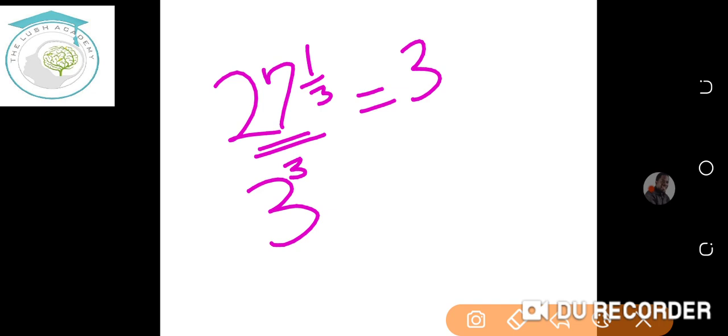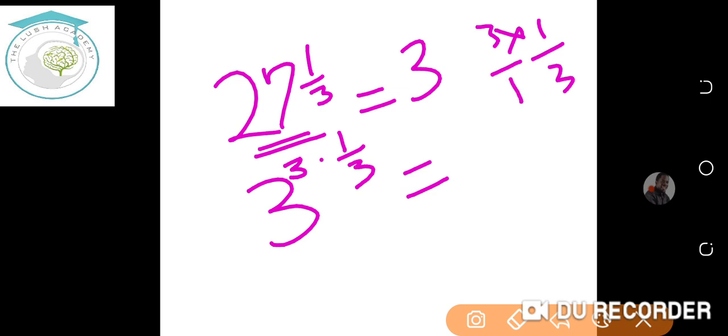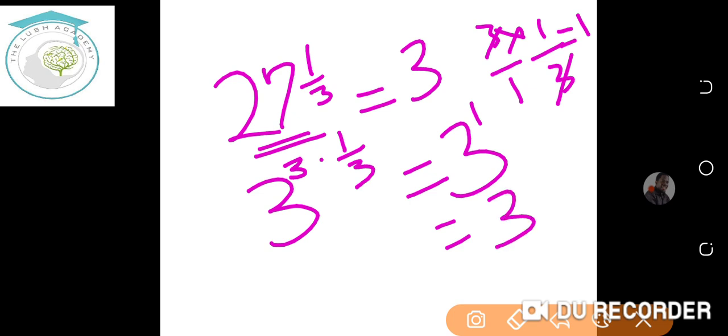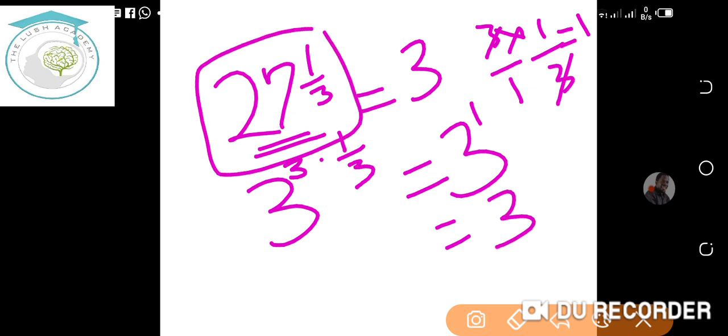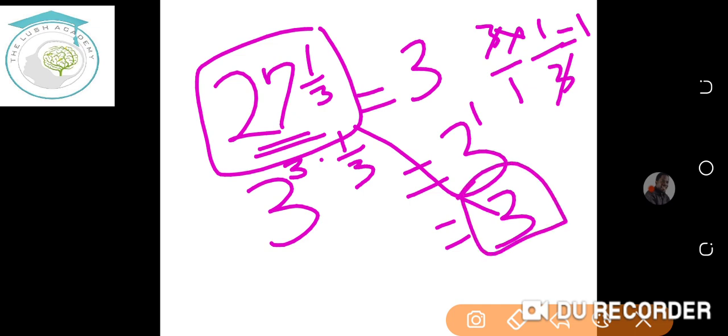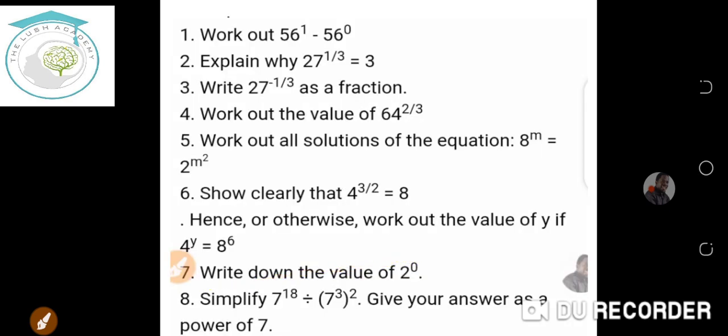3 cubed, to the power, remember my dot, of 1/3 is equal to what? In a separate place, try this. 3 times 1/3, what is it? There's an imaginary 1 under here. I'm working on the powers now. This cancels out. What does it give me? 1. So obviously, 3 to the power of 1 is 3. Have you seen now that 27 to the power of 1/3 is equal to 3? Have you seen it? It's that simple. Good. Let's go to the next one.